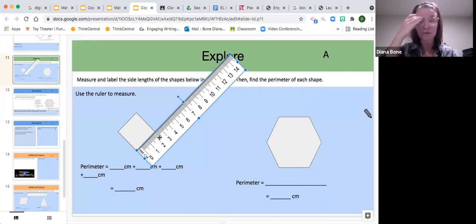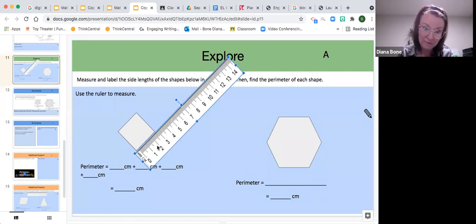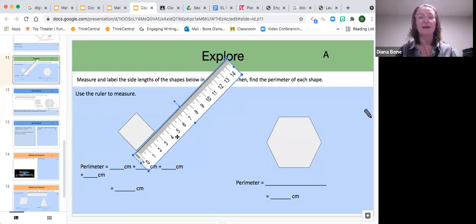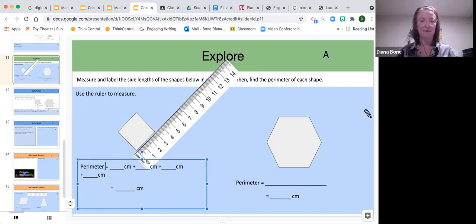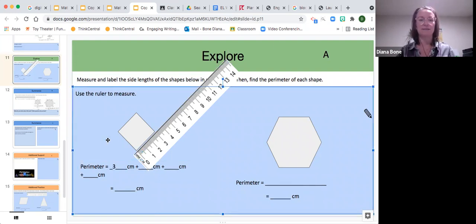But in this case, the zero is not at the very end. It's like this much inside of the ruler. So I'm going to make sure to move that ruler so that the zero is aligned with the corner, the vertex, of the first side that I would like to measure. And as I can see, if I start at zero and I count my centimeters, the end of this side is at 3. So this side is, go down here, type it in, 3 centimeters.